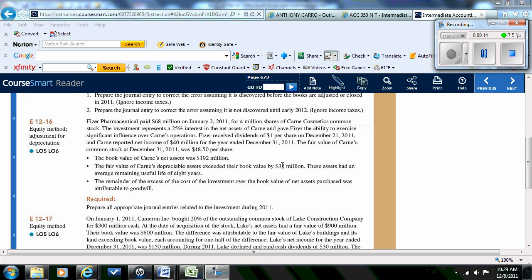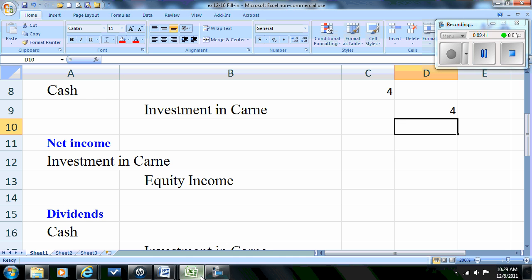Next, let's look at the effect of net income that Carney reports. Remember, their net income is based on their books and records. Total net income for the period is $40 million. Well, Pfizer has a 25% interest, so 1/4 of that net income will be attributed to Pfizer. So let's take a look at the accounts involved in this.